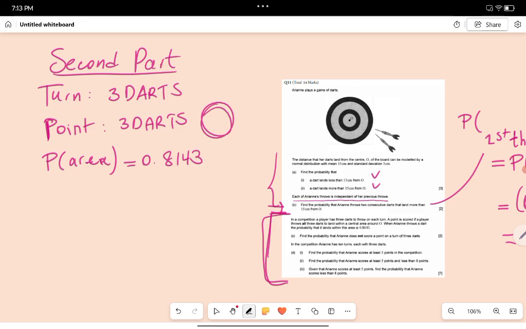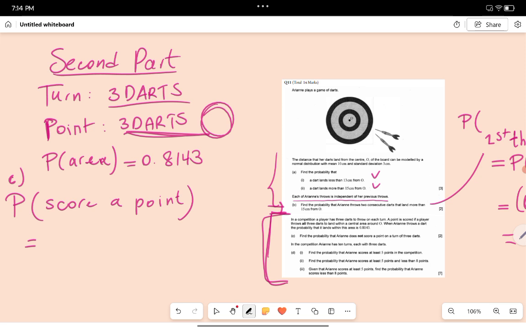So let's first calculate the probability to score a point, and then we're going to do 1 minus. So the probability of scoring a point. How do we score a point? Well, that is simply by having all 3 darts within that area, right? And so we need the first dart to fall within that area, the second one, and the third one.